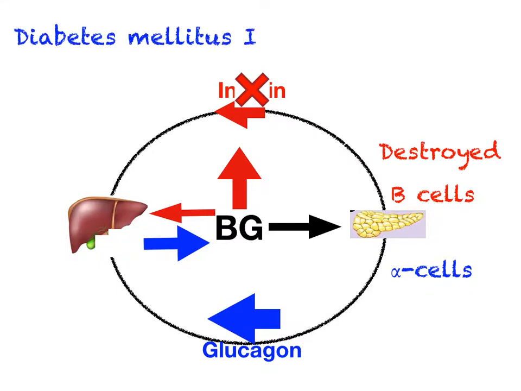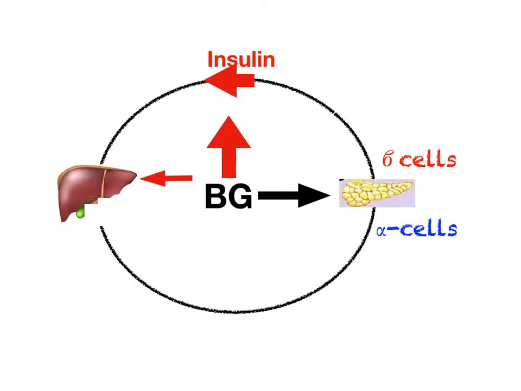That's called diabetes mellitus type 1. So type 1 diabetes mellitus is absence of insulin secondary to destroyed beta cells. What happens if things go wrong the other way?